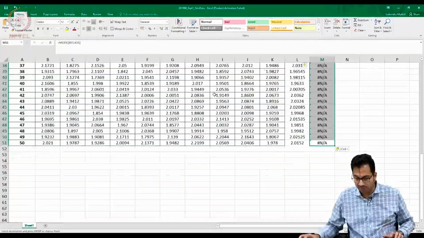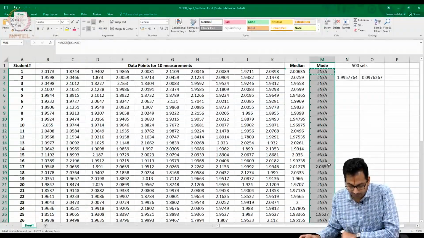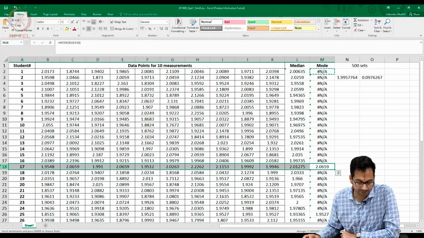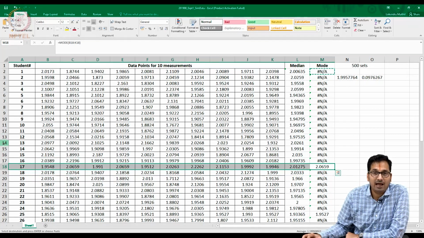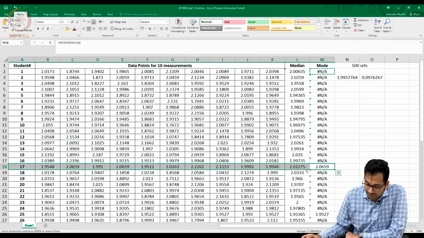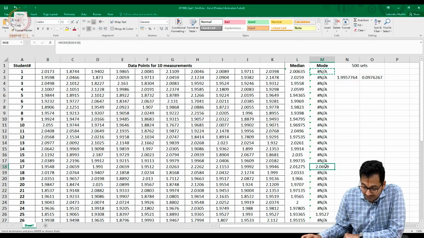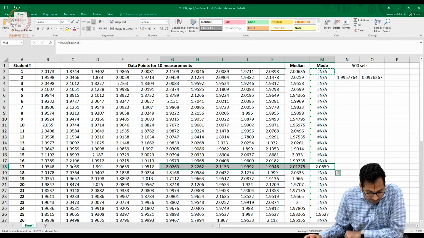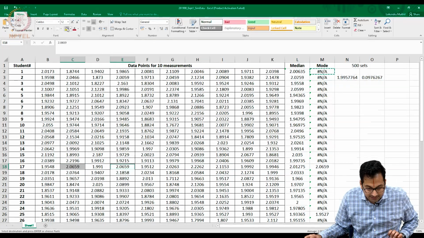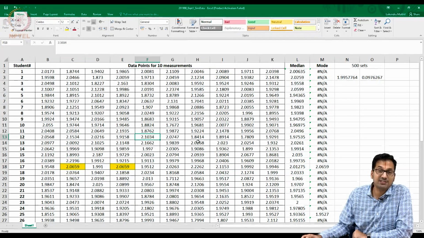NA stands for not applicable. But for some data sets you do end up seeing that you do have a mode defined. In this case, the mode is defined as 2.0659. Let us see whether it is indeed correct. If you pay close attention, you see two cells here that have 2.0659.